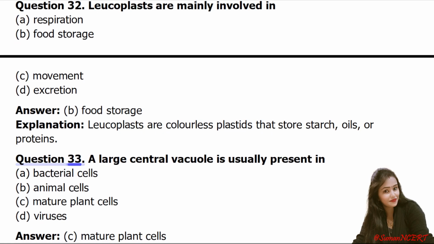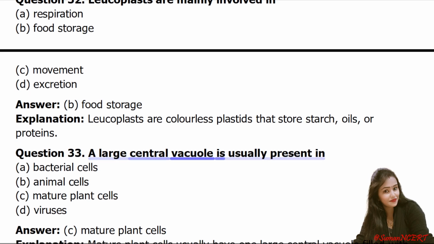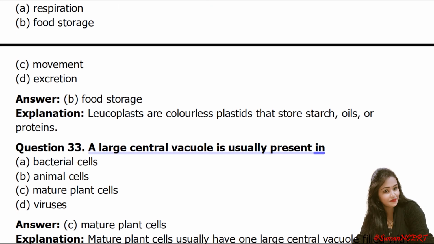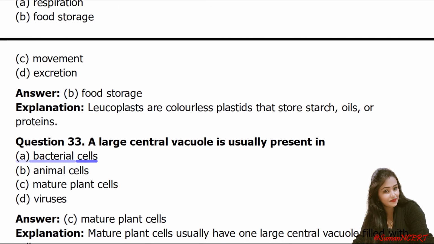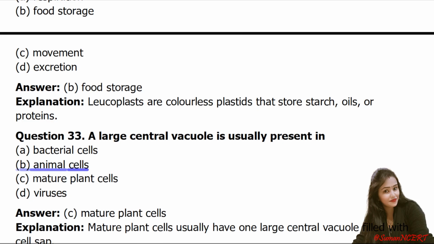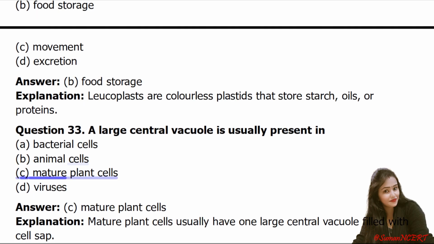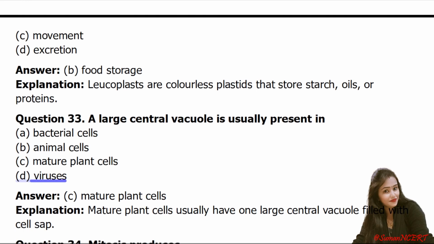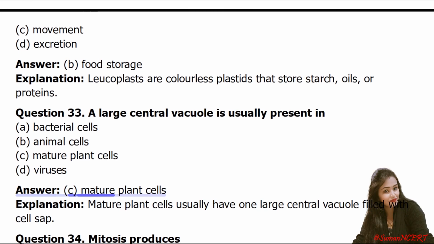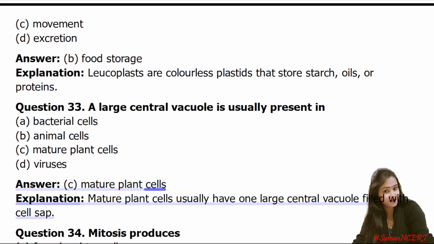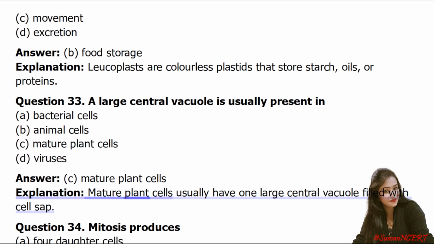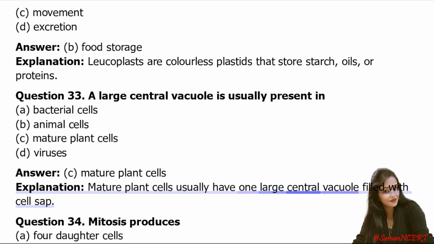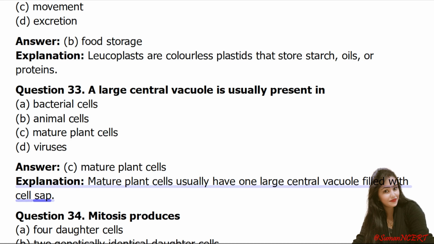Question 33. A large central vacuole is usually present in A. Bacterial cells. B. Animal cells. C. Mature plant cells. D. Viruses. Answer, C. Mature plant cells. Explanation: mature plant cells usually have one large central vacuole filled with cell sap.